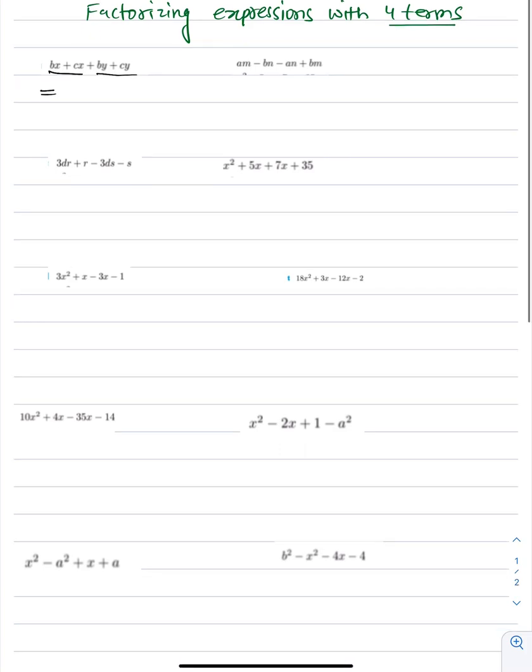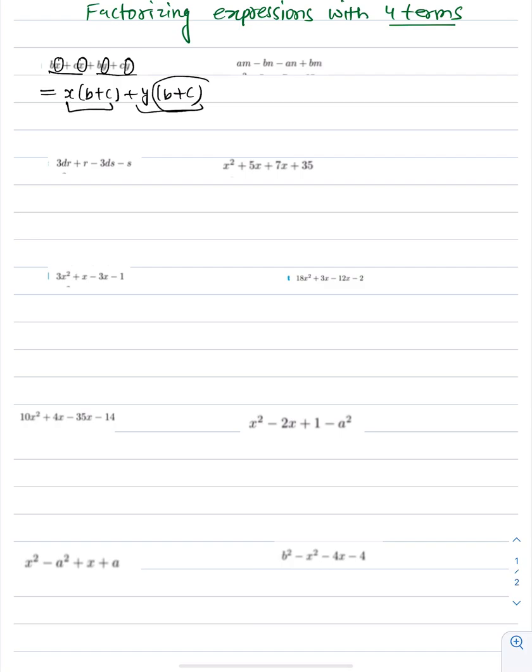So we can see here x is common from the first 2 terms and y is common from the third and fourth. So we can write this as x(b plus c), and then you have y(b plus c) again. Now from these you have b plus c common, so you will get x plus y. So in this case, it's better.